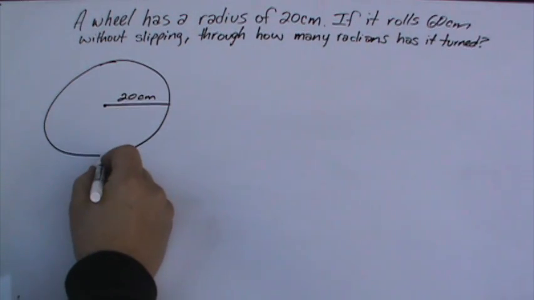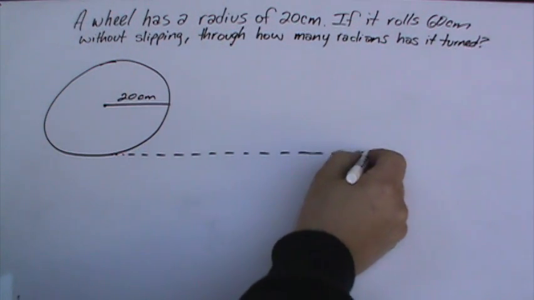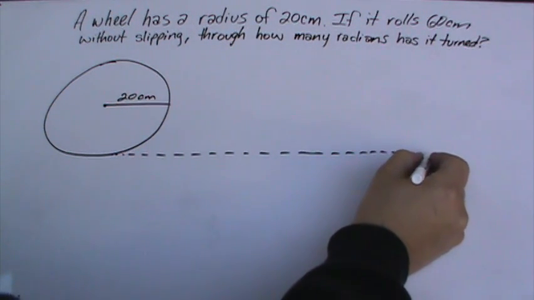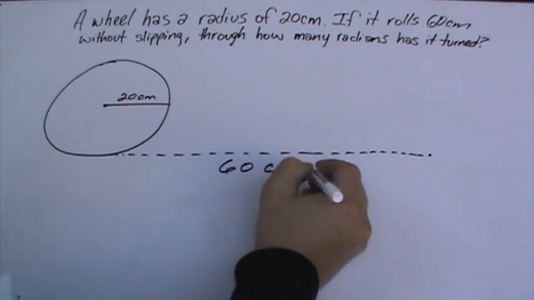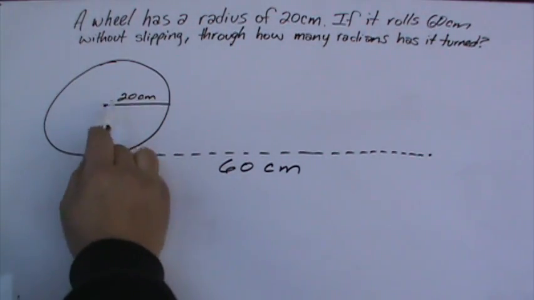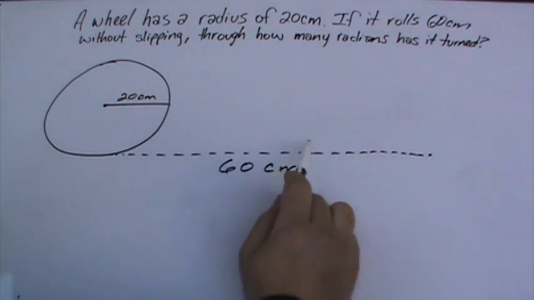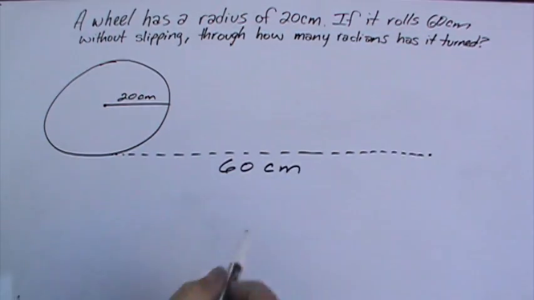Also it says if it rolls 60 centimeters without slipping. So that's your starting point. If it rolls 60 centimeters, let's say it's rolled up to here. So this would be 60 centimeters. Now it's a little easier to see. It says a wheel has a radius of 20 centimeters. If it rolls 60 centimeters without slipping, how many radians has it turned?